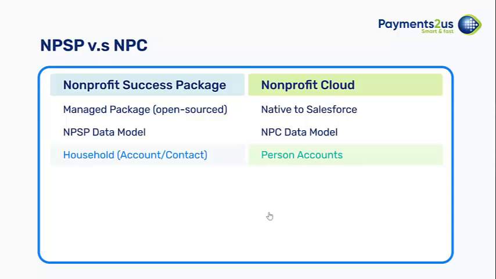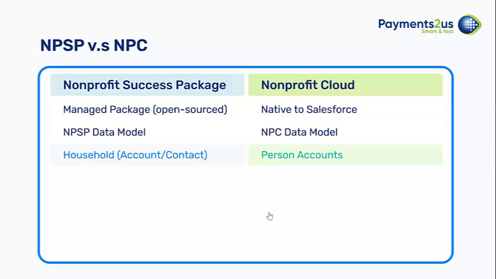One of the key differences at the start, and this is more in relation to Payments2us, is that the NonProfit Success Pack worked on the household model, where it repurposed the account model, like a business account, to be the household, and then had all of the contacts listed underneath that. With the NonProfit Cloud, we have moved to person accounts, so it's no longer the contact. For those people that aren't familiar with person accounts, they are a joining of an account and contact together. So that thing I was talking about in the original one, about the relationship of the person being a person no matter who they work for, that's what this is talking about.